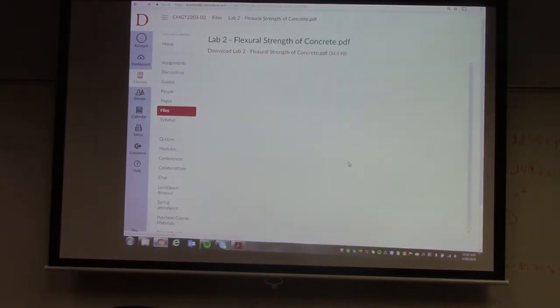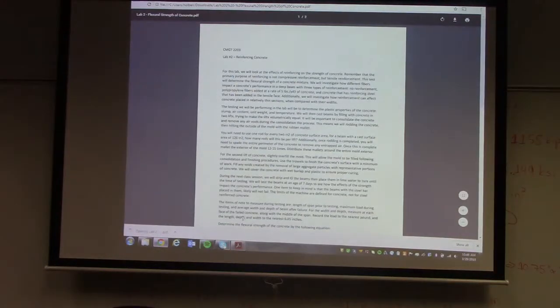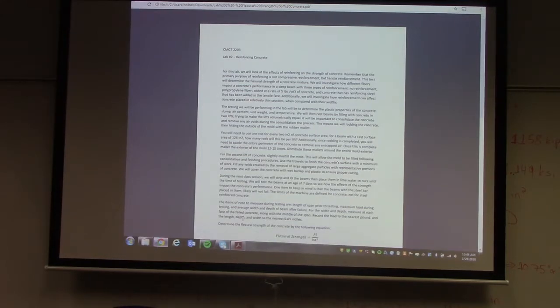Okay, so next week we're going to look at the impact of reinforcing on concrete. In the past, those of you who have done strength testing, and those of you who haven't, don't worry, you'll get a chance when you take Materials 1 this fall, but we look at the compressive strength of the concrete.